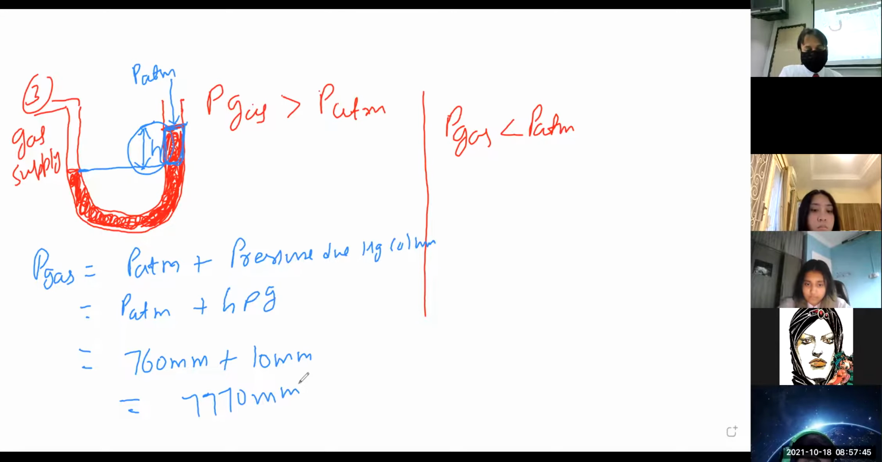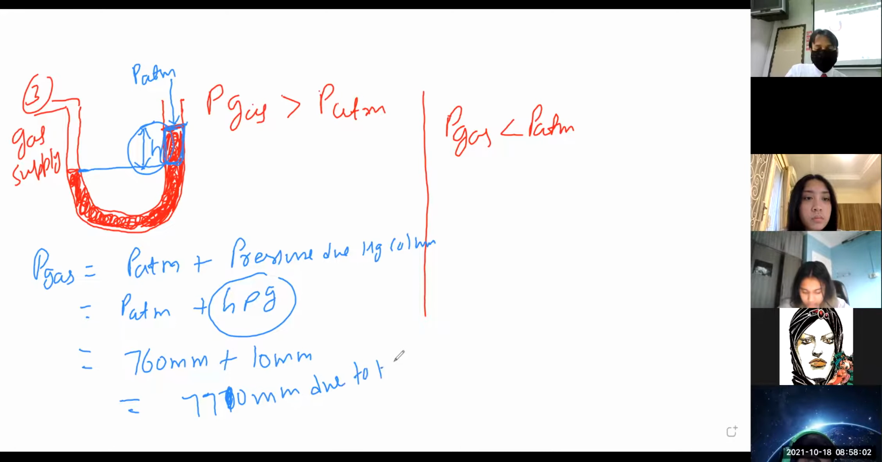770 millimeter. Remember, children, that the value of this H rho G I have taken in terms of millimeter, 10 millimeter due to mercury. So this is due to mercury, 770. This is the pressure of the gas. In what situation, children? When gas pressure is higher, and due to the higher pressure of gas, the mercury level is raised on the right hand side.